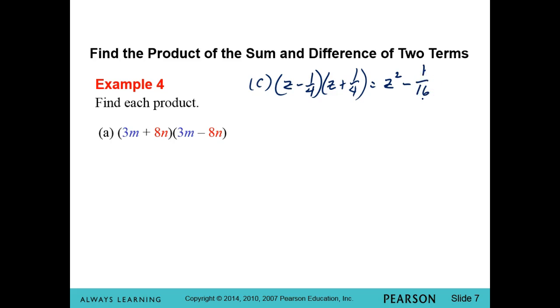Perfect. Does everybody see that? Square the first term. Z times Z is Z squared. And then anytime you're multiplying conjugates together, plus times minus is minus. Always. Minus times plus is minus. Always. Okay? So the middle, the sign is negative. And then the square of fractions, you multiply numerators, multiply the denominators. Right?